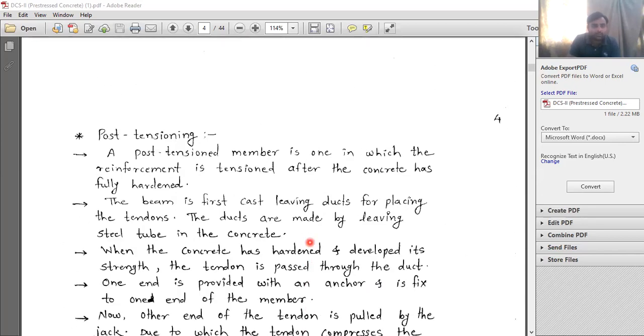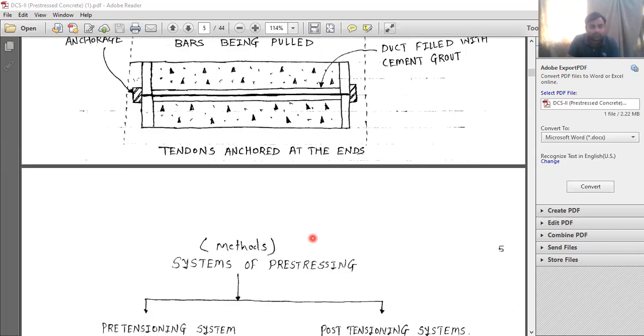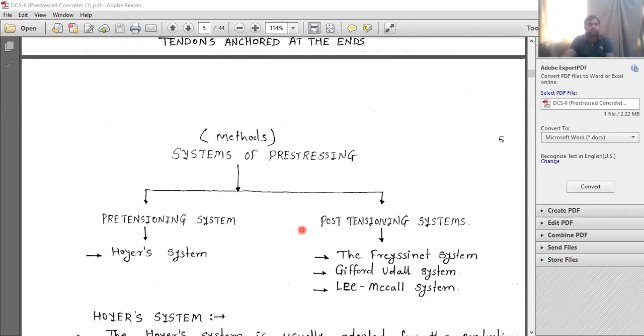Okay. So this type of process is called post-tensioning. This is the post-tension. Okay. So the next part is the methods of prestressing.